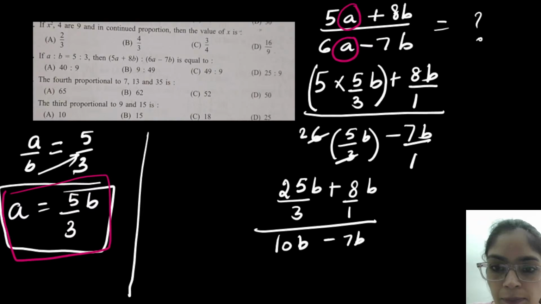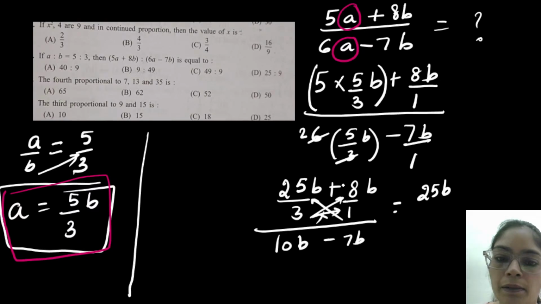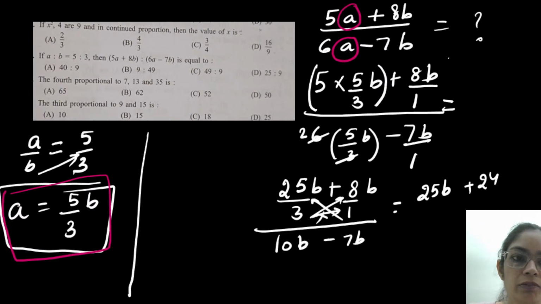10B minus 7B. But if we see the numerator part, here we have fractions on both sides, so we have to take the LCM. Whenever we have to take the LCM, if you don't know how to take it, just cross multiply these two and the LCM will be the multiplication of the denominators. Like if I multiply 1 into 25, 1 into 25 is 25B plus 3 into 8. So the cross multiplication, 3 into 8 is 24. I am just going to write it here because it might not be visible.